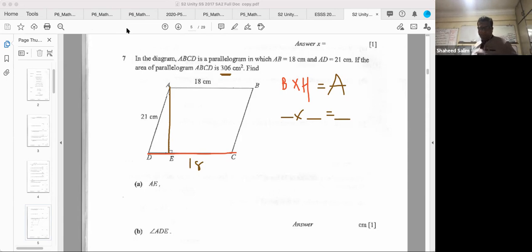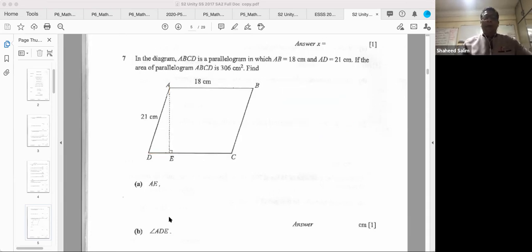$17, well done. So for any formula, you just put in the values, then you write like that, right? Because you already know the two values here. Bring it around, you get H equals 17. Well done.